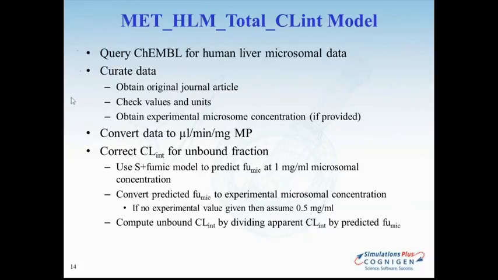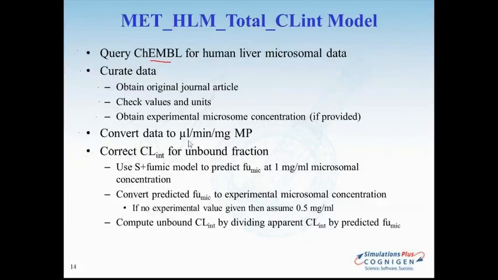What we noticed was that there was a lot of curation needed because some of the units that were put into Kimball weren't correct, and therefore the values were incorrect. So for each one of the compounds in our model, we obtained the original journal article and checked the values in the journal article compared to what was in the Kimball database. While we were doing this, we also obtained the experimental microsome concentration if it was provided in the journal article.